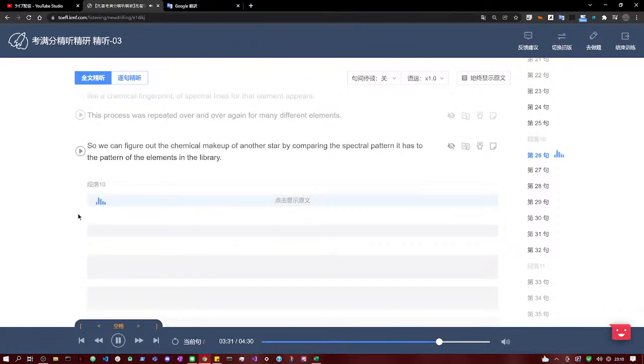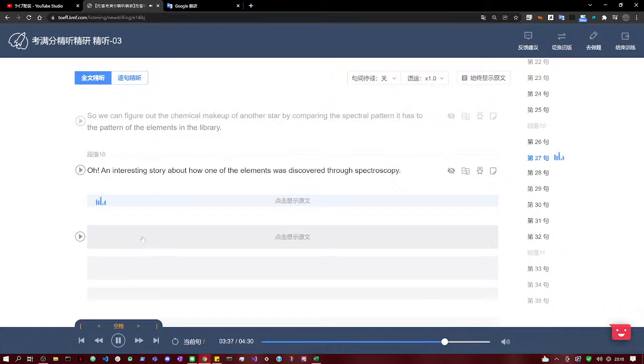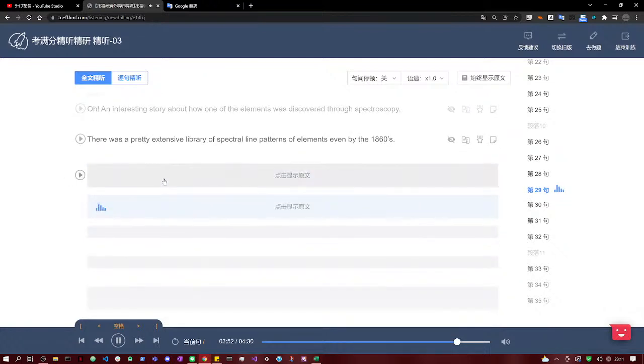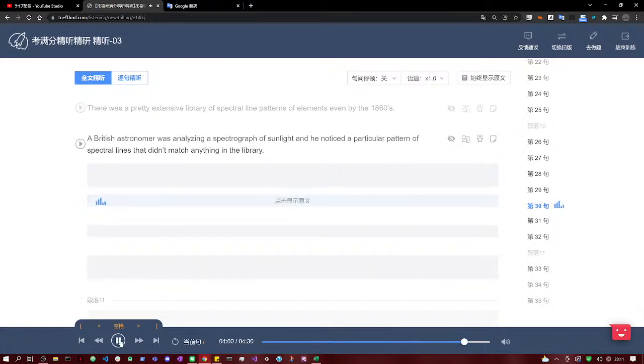Now, an interesting story about how one of the elements was discovered through spectroscopy. There was a pretty extensive library of spectral line patterns of elements, even by the 1860s. A British astronomer was analyzing a spectrograph of sunlight, and he noticed a particular pattern of spectral lines that didn't match anything in the library. So he put two and two together, and decided there was an element in the sun that hadn't been discovered here on the Earth yet. Any guesses about what?